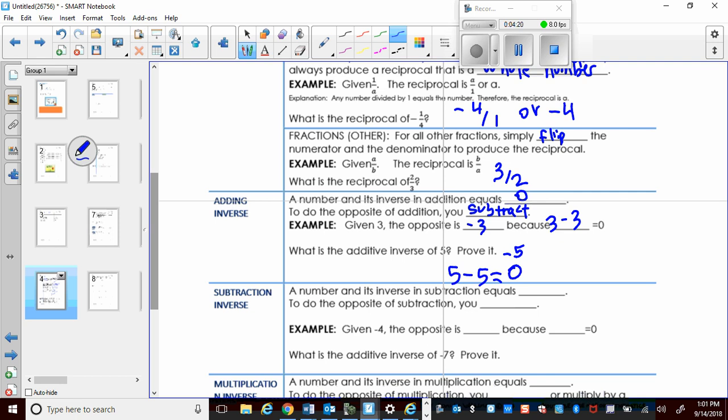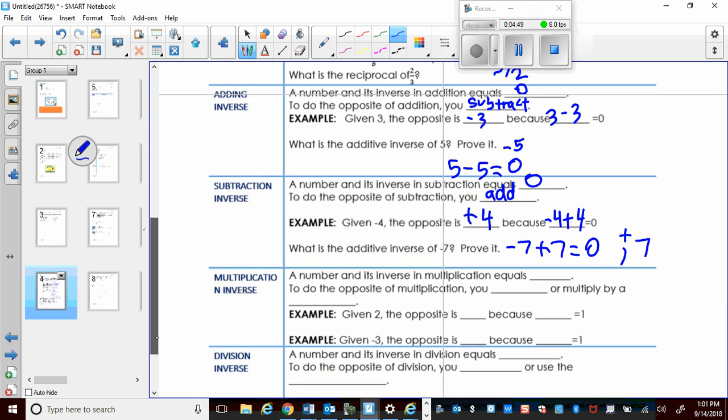A number and its inverse in subtraction equals 0. To do the opposite of the subtraction, you add. Given -4, the opposite is +4. So -4 plus +4 equals 0. What is the opposite or the additive inverse of -7? -7 plus 7 equals 0. So the inverse is +7.